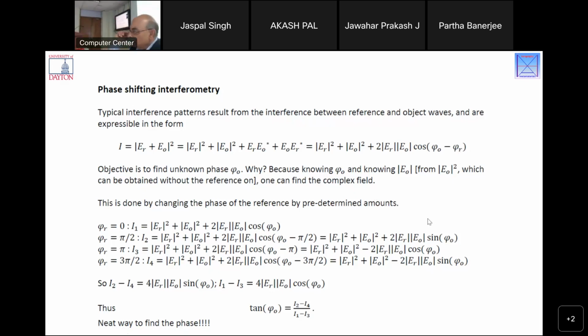But that's another important thing which people do not talk about. So have I found the phase of the object? No. I have found the phase of the diffracted field from the object, right? Because that's the place where I'm interfering it with the reference wave.